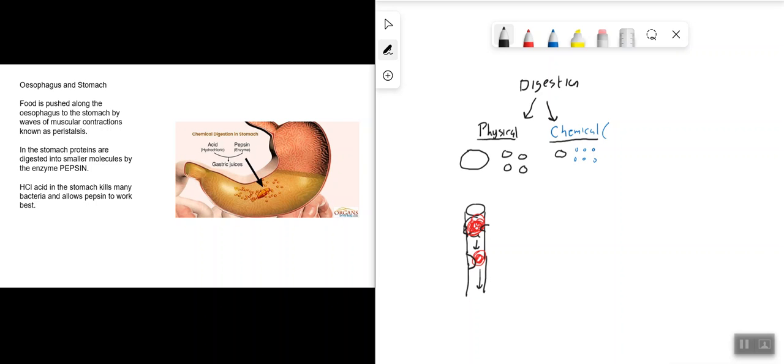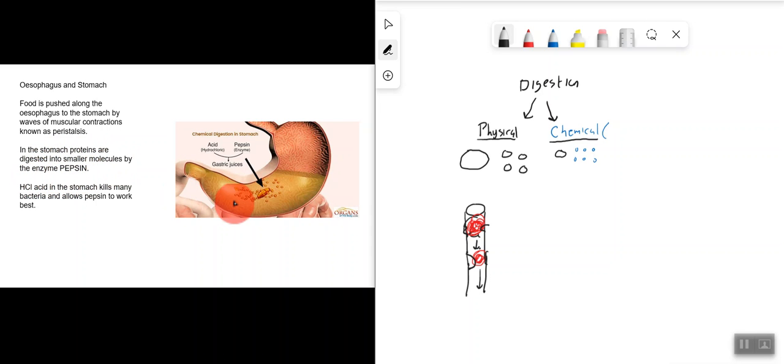It's like if you're squeezing toothpaste out of a tube of toothpaste, that's basically what happens. This is a muscular movement called peristalsis, and the body needs energy in order to be able to do that. So that's how the food gets from your mouth down through the esophagus into your stomach. In the stomach, proteins are digested into smaller molecules by enzymes called pepsin.